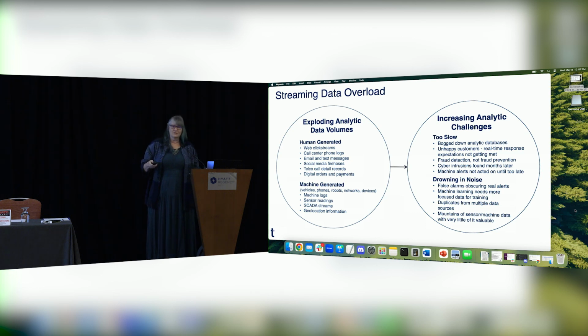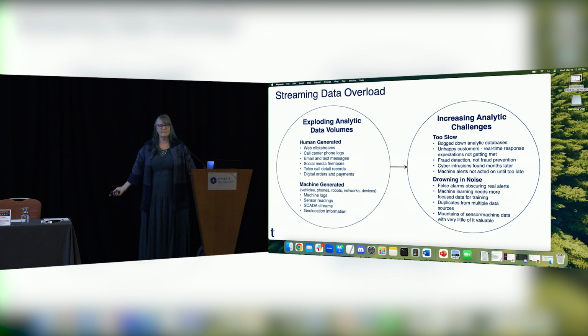And your machine alerts. It's like I get all this mountain of false positives, or I get just a mountain of data, and somewhere in there there's something important, but trying to find it is half the problem. So too slow, that's one of the problems. And the other one is the signal is drowning in the noise. There's just too much data that isn't important.